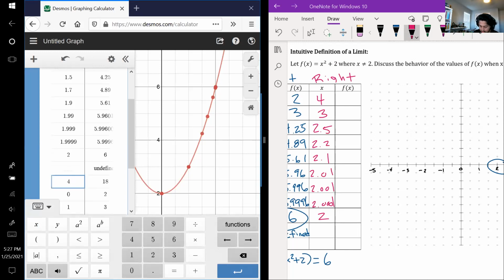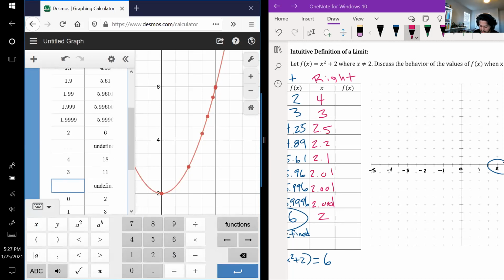So we'll do that here. 4, 3, 2.5, 2.2, 2.1, 2.01, 2.001, and 2.0001. All right, and I'll fill in this chart.